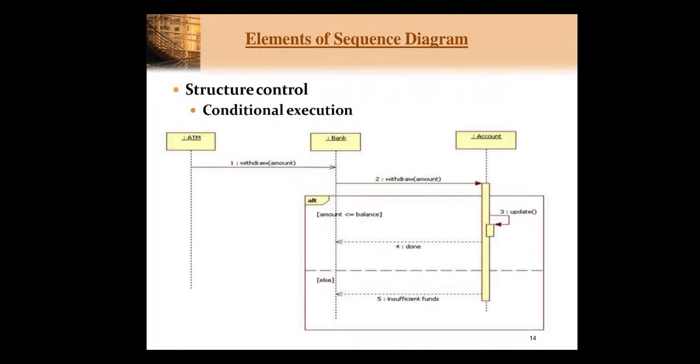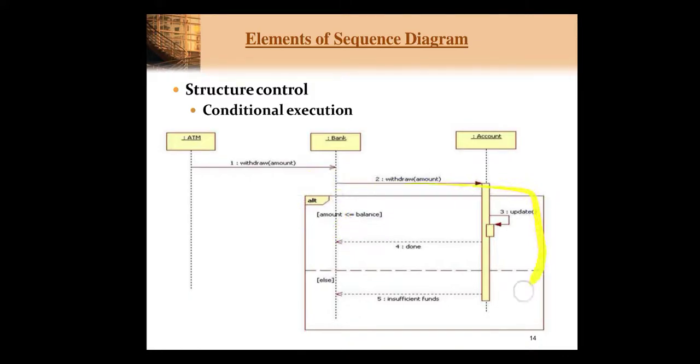Structural control, conditional execution. If some condition occurs and that condition is satisfied, then only the task is done. If the condition is not satisfied, then another work is done. This can be shown with the help of this rectangular box, and in the upper left corner we can show alt, the alternative, which is a condition. Based on the condition, the particular task gets executed.